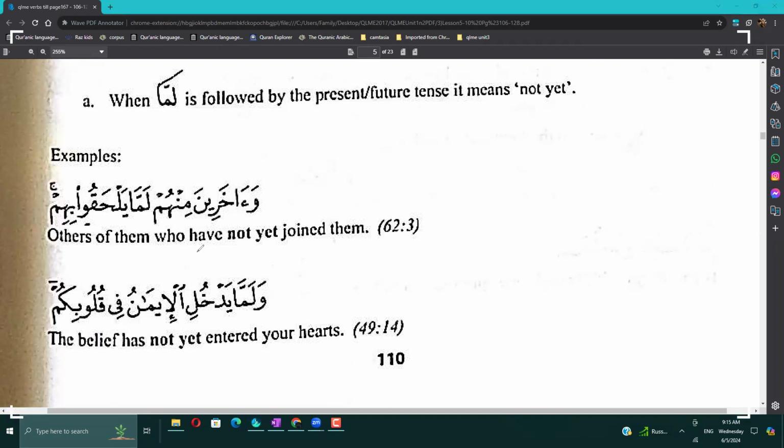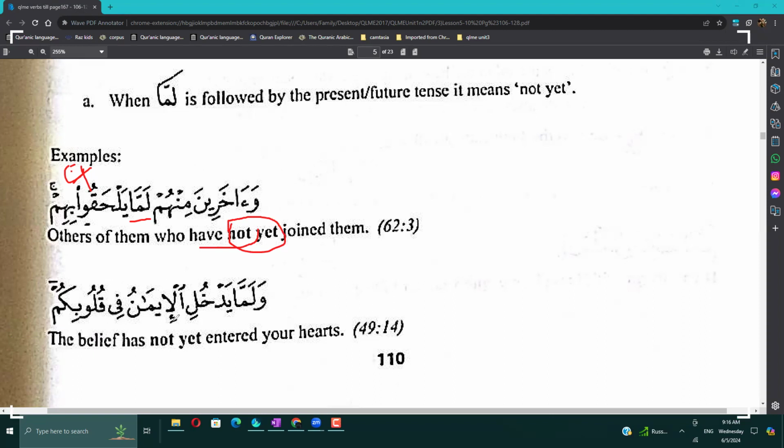So now, which is the jussive particle in this ayah? Lamma yalhaqu. Very good. What was yalhaqu before? Yalhaqun. MashaAllah. Very good. So what happened because of lamma? The noon dropped because of lamma, because lamma is a jussive particle. So it became lamma yalhaqu. Okay? And wa akharina minhum, one of them who have not yet joined, lamma yalhaqu, not yet joined, bihim, them. Yes. Okay? So lamma yalhaqu. And the translation when lamma is followed by the mudare is not yet. You can see it is not yet. We have not yet joined.